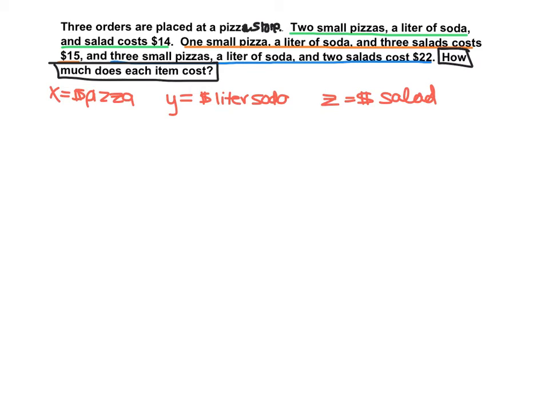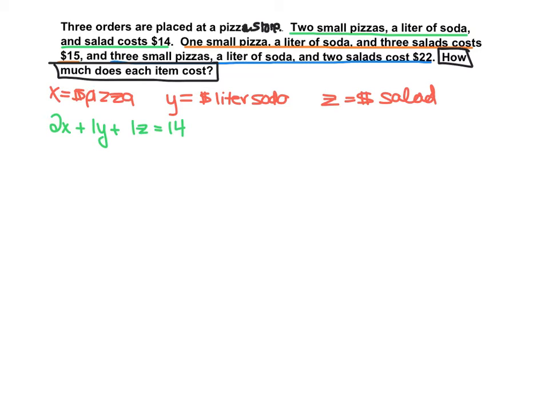So I can identify my x, y, and z values just by looking at the 3 items that I don't know the prices of. Then from here, I'm going to write an equation for each of these situations, and they're all going to be cost calculating equations. So to start off, I have 2 small pizzas, so the cost is 2x, plus 1 liter of soda, so that's 1y, plus a single salad, so 1z, is equal to $14. So I've calculated a cost equation for that first individual that purchased some food.